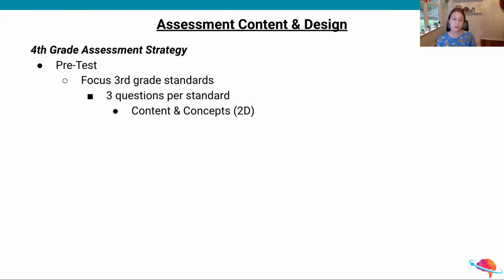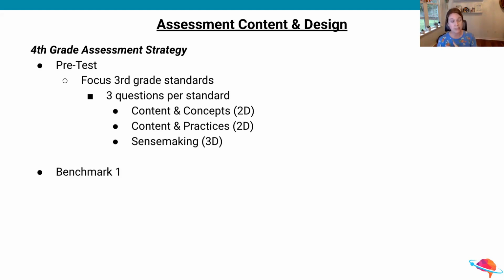They picked both 2-dimensional types of questions on InterOrbit, so content and concepts, and content and practices questions. They picked 3-dimensional questions too, again from those 3rd grade standards for this pre-assessment at the beginning of 4th grade. Then they thought, just so you can see the rest of the picture throughout the year, that it would be helpful if they had 2 more checkpoints throughout the year on their 4th grade standards.